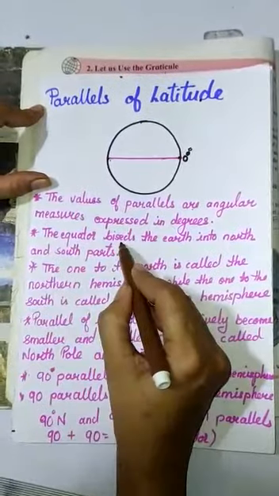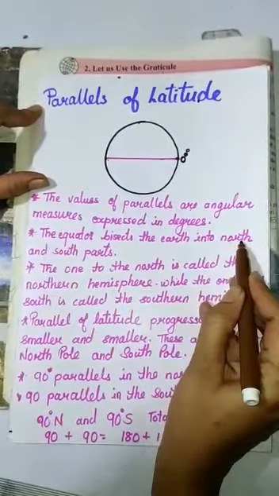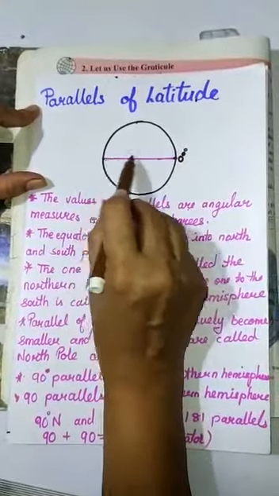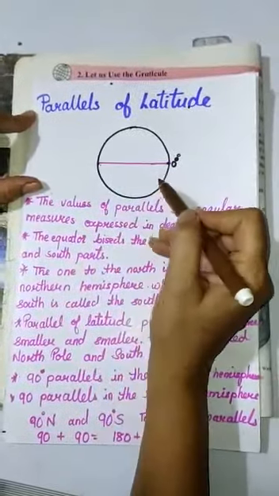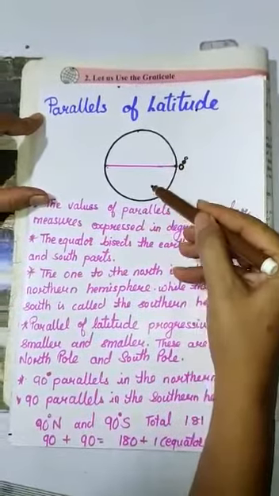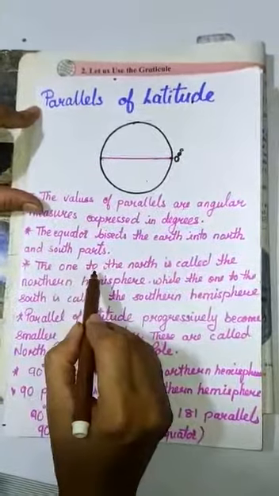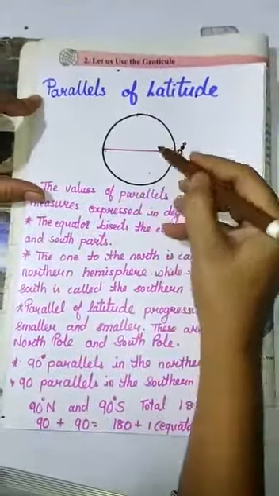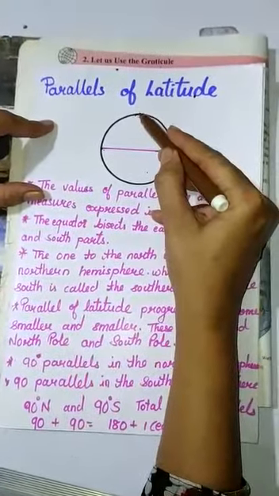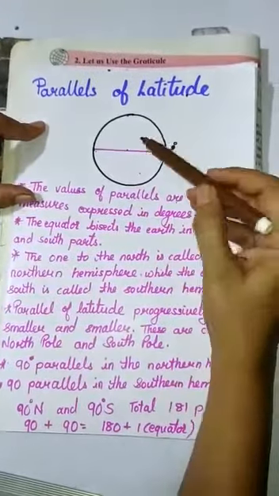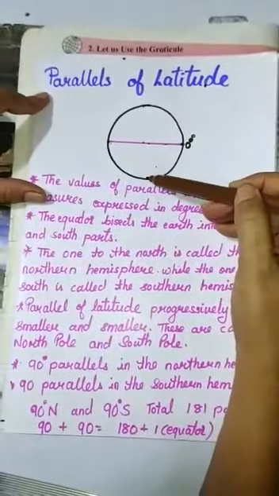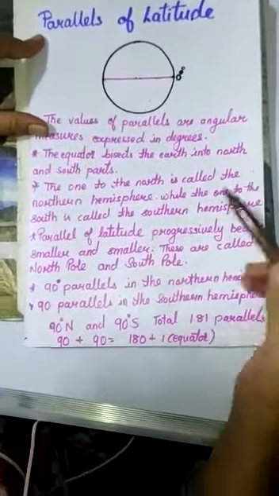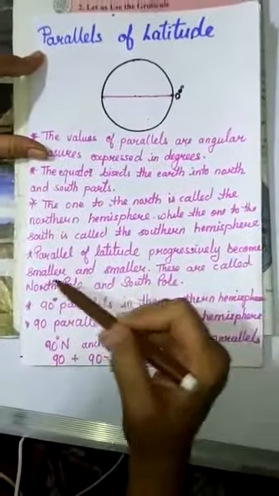The equator bisects the earth into north and south part. This is the equator. Bisect means it has divided the earth into two parts, that is the north and the south part. The one from the equator to the north is called the northern hemisphere, and the one from the equator towards the south is called the southern hemisphere. Parallels of latitude progressively become smaller.